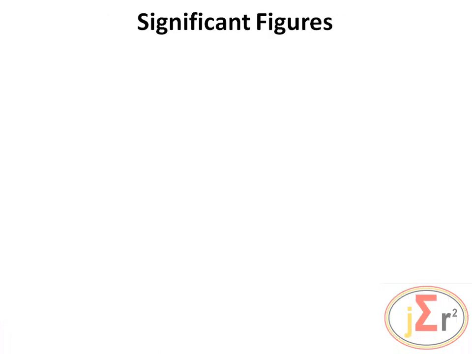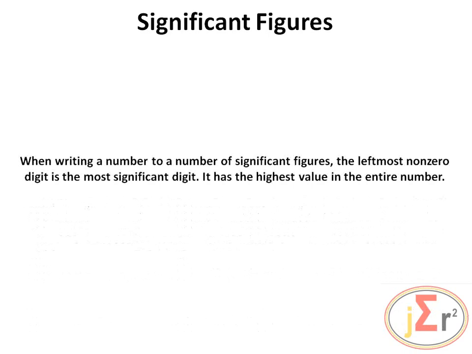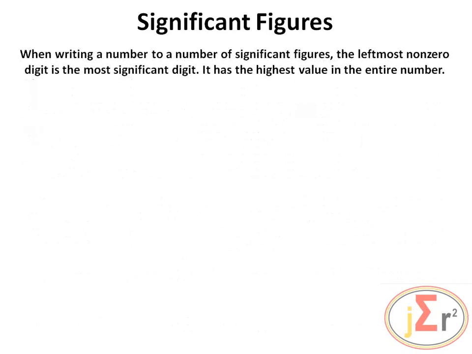We are going to be taking a look at significant figures. When writing a number to a number of significant figures, the leftmost non-zero digit is the most significant digit. It has the highest value in the entire number.